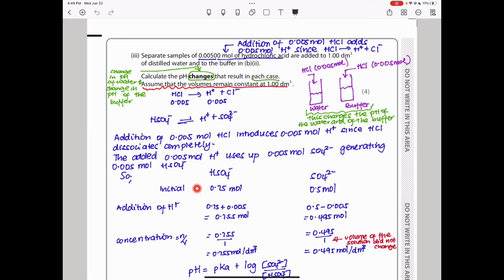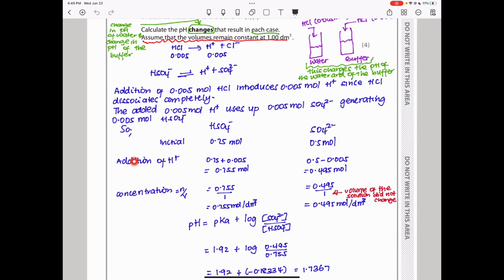So the initial moles before the addition, remember previously we had 0.75 moles of that and 0.5 moles of that. That is from the previous question. When we add acid, the produced HSO4 minus are going to be 0.005. So the total change is going to create 0.755 moles of HSO4 minus, while on the other side we're going to have a reduction by 0.005, creating 0.495 mole.